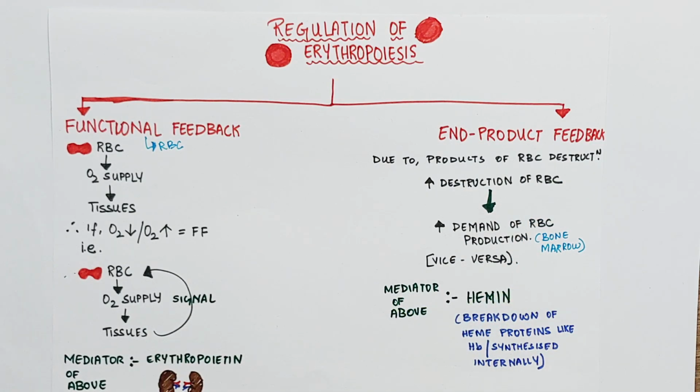In this case, where more RBCs have to be produced due to increased destruction or hemolysis of RBCs, the mediator is hemin. Now, where is hemin coming from? Is it coming from kidneys? Well, no. Is it coming from liver? No. It is coming from the breakdown of heme proteins like hemoglobin. Also, it is synthesized internally in the body. So, this is where the hemin comes from.